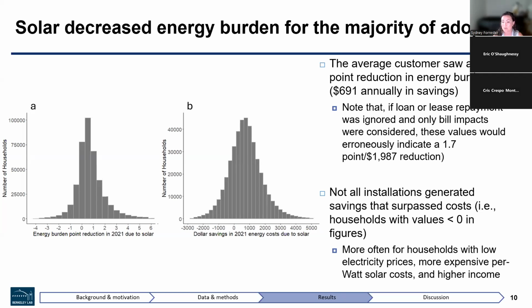Next is more expensive per watt solar costs. That's pretty straightforward. It just means that the solar cost was higher. And then the third one was higher income. For this, it could have been that some people adopt solar for reasons that are maybe not economic. If they just want to have solar on their rooftop and they don't mind paying a premium for that, that could also have been the case.